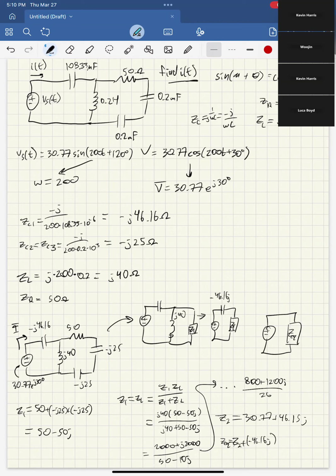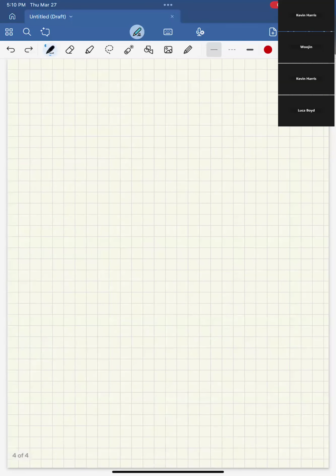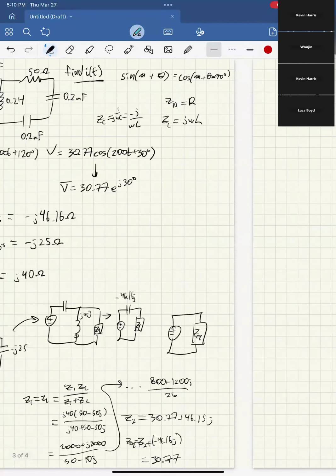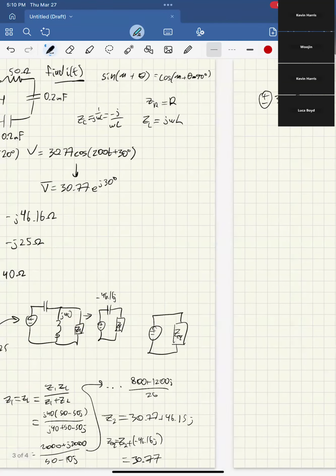Anyway, we're here, and this becomes about 30.77. Wow, what a convenient number. It's almost like the question was written with that in mind. So let's keep going though. We're at plus minus. This was 30.77 e to the j30.